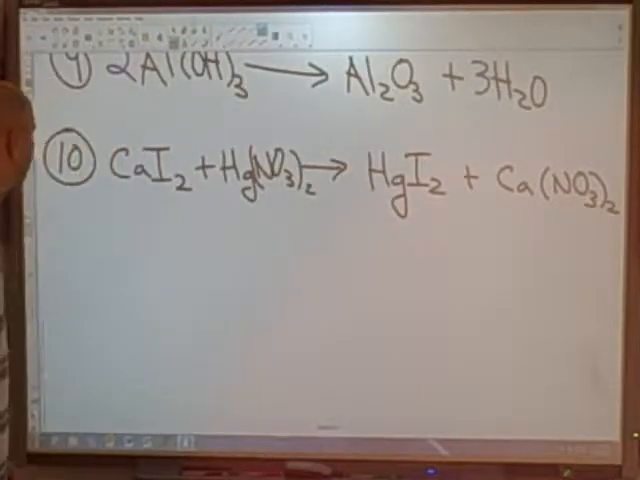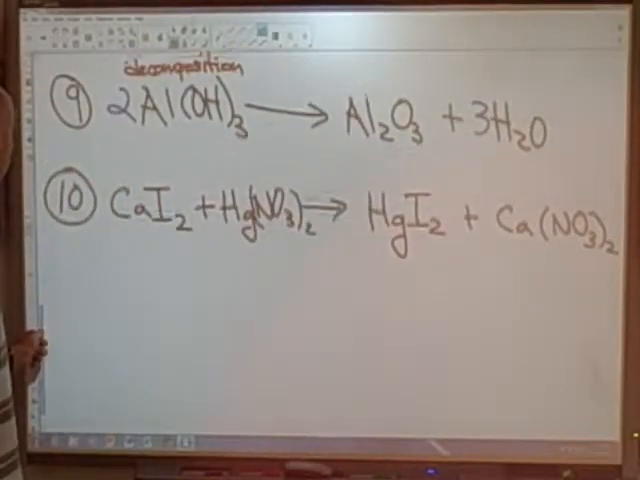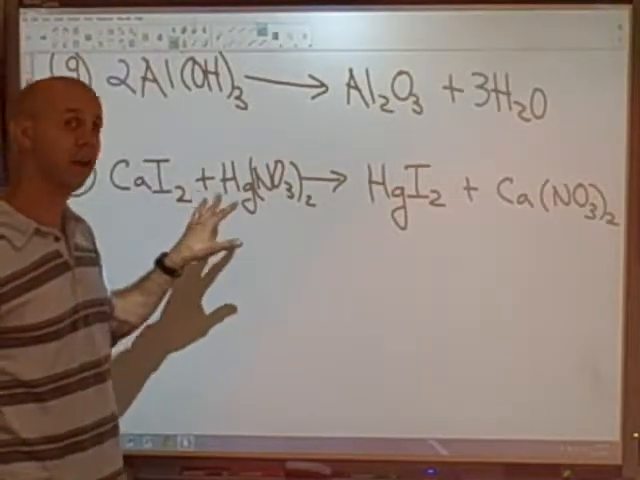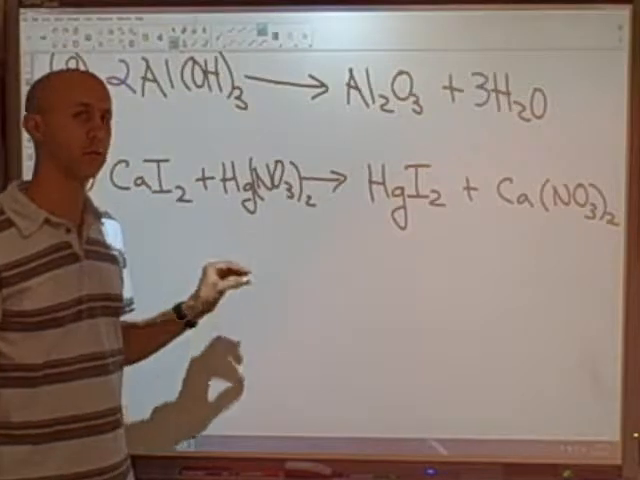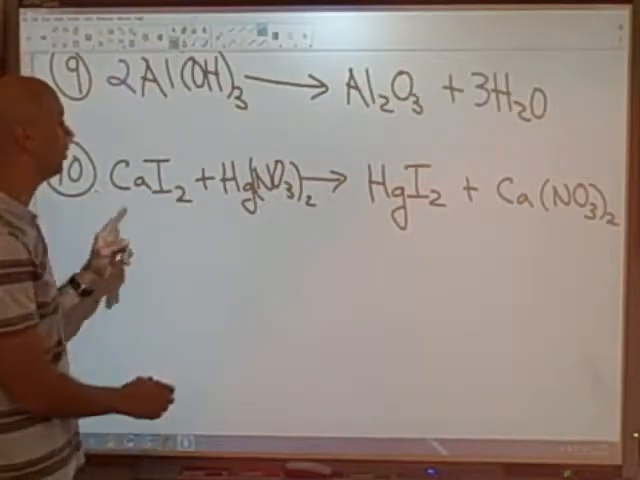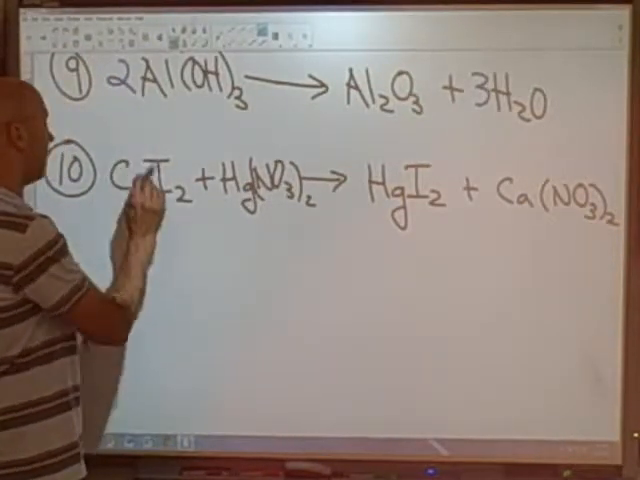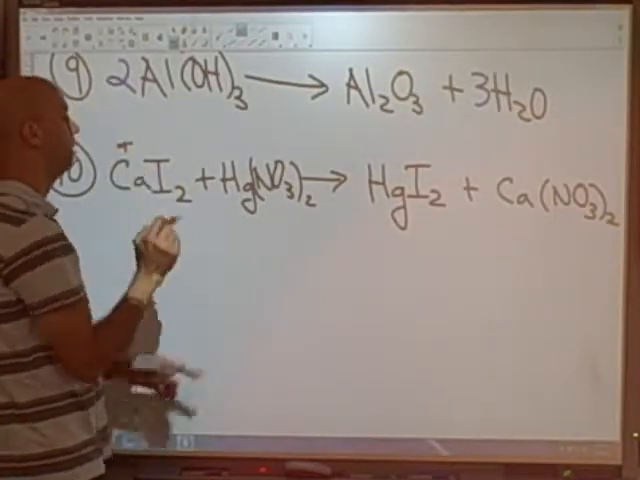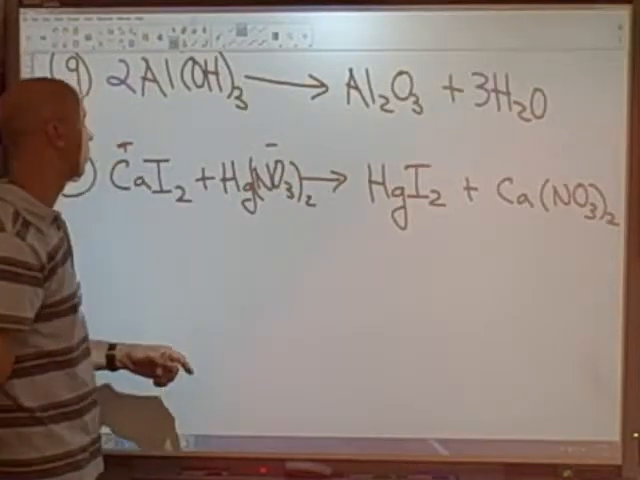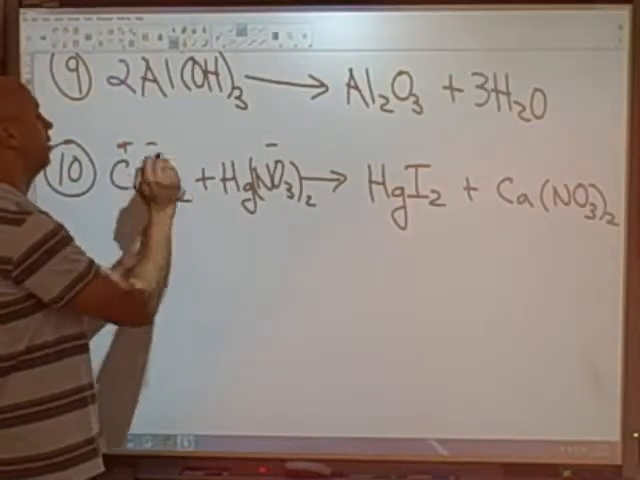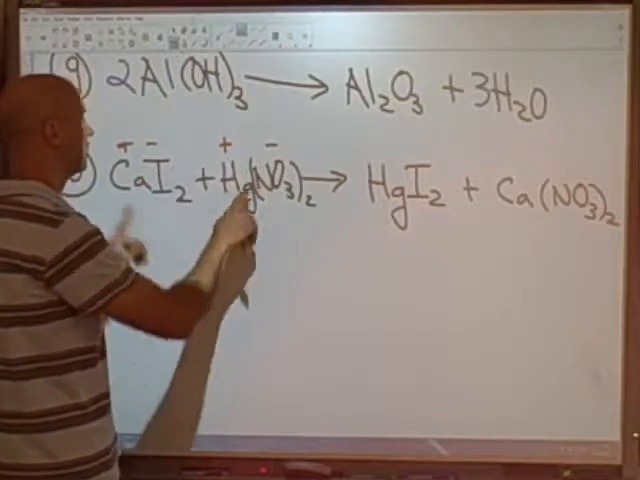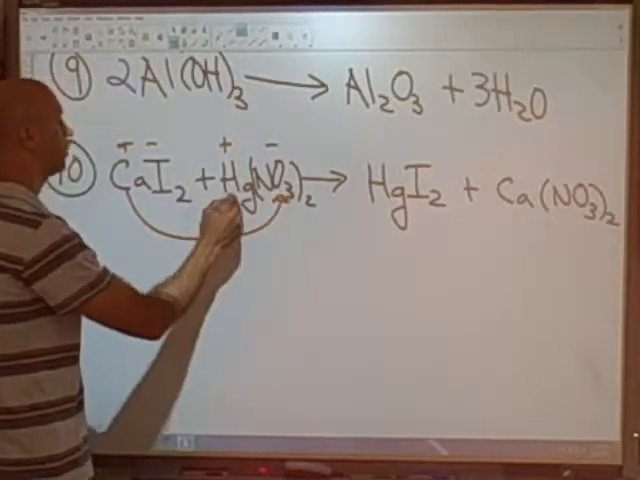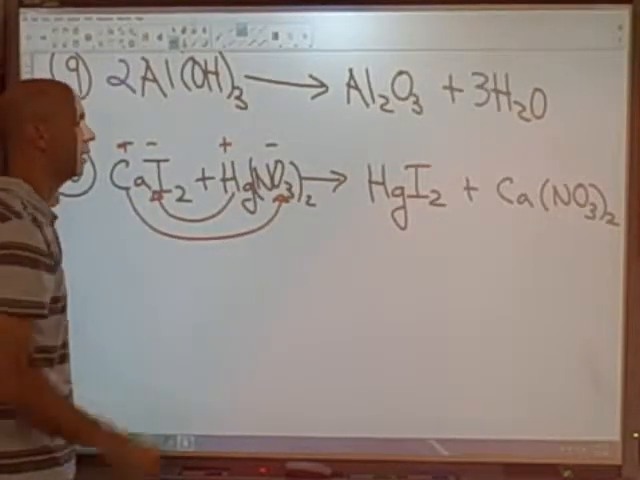Now finally, in this equation, I've got some different things going on. These guys kind of stand out because this is called the double replacement reaction. Why is this called double replacement? Because this cation is going to bond with that anion over there. And you'll see this anion bond with that cation. So they are swapping. So this calcium is going with that nitrate, and this mercury is going with that iodine.